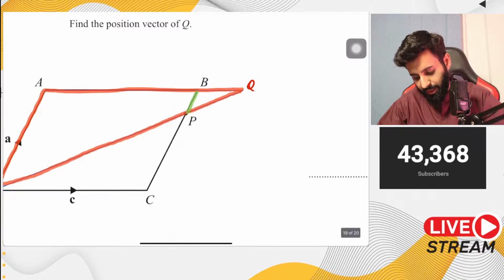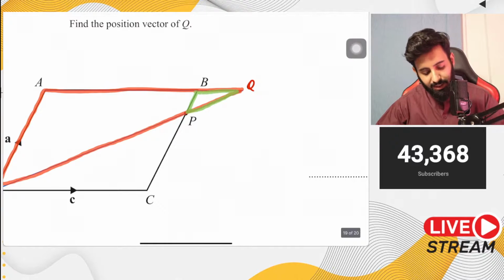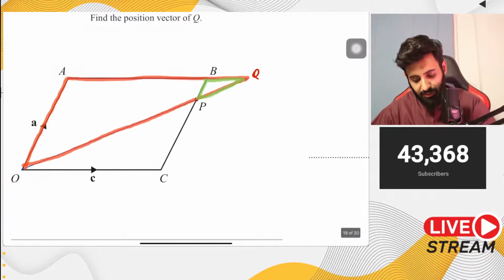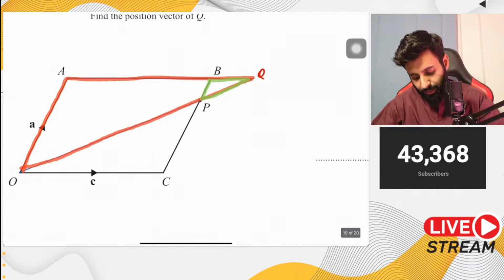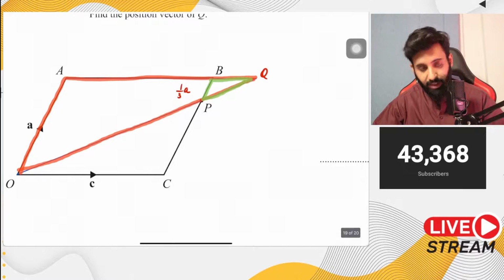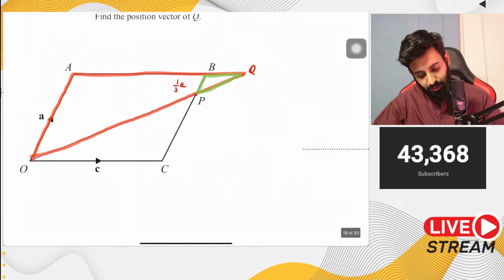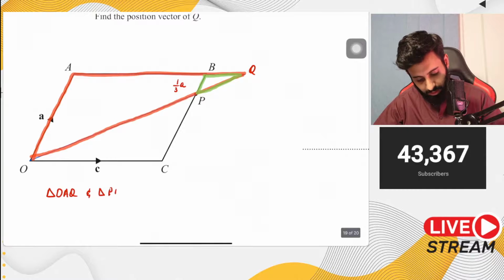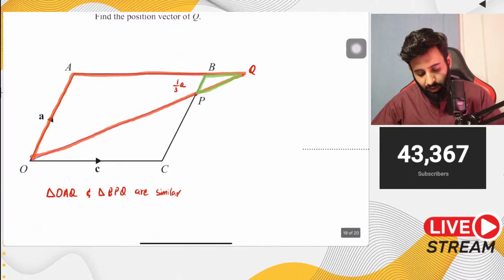Okay, so these two triangles are similar, and they're similar in the ratio of 1:3. Okay, how do I know that? Let me show you. Notice that BP is actually 1/3 of A, and OA is actually A. So triangle OAQ and triangle BPQ are similar. Okay, so what does that mean?